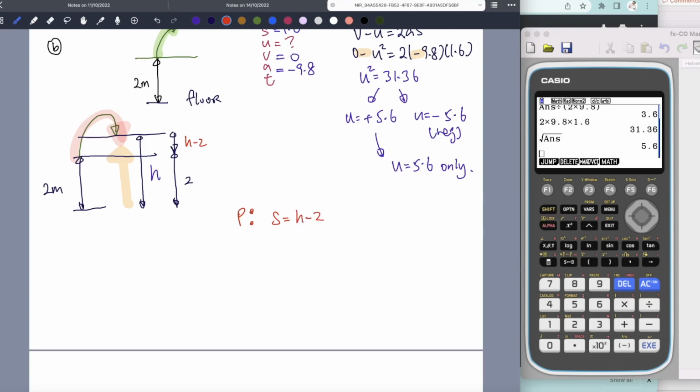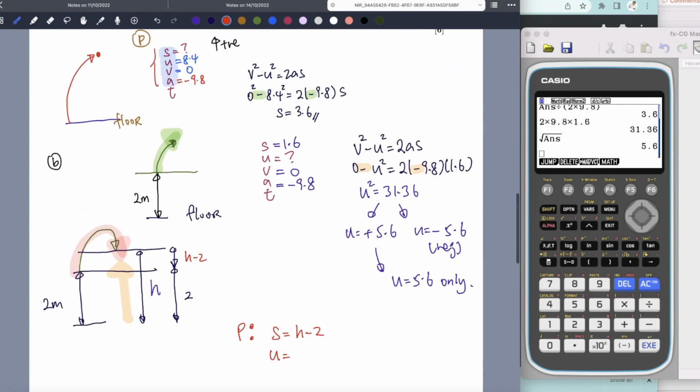Could h minus 2 be negative? Yes, it can be. If h is a number that's less than 2, h minus 2 will be negative. What does it mean if h minus 2 is negative? It means that this point is below the starting level of P. Okay? What do I know about U? U is given to you already. Everything else is given. U is 8.4. For the entire journey, U is 8.4.